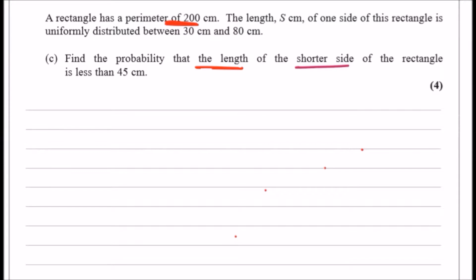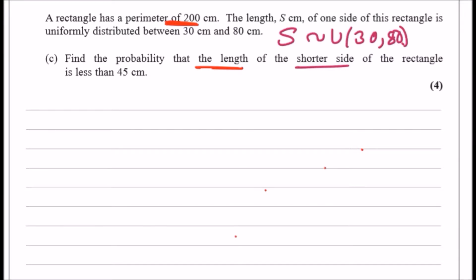Okay, final question of number 4. A rectangle has a perimeter of 200 centimeters. The length s centimeters on one side of this rectangle is uniformly distributed between 30 and 80. Let's just take a note of that. We could say that s is uniformly distributed between 30 and 80. Now, find the probability that the length of the shorter side of the rectangle is less than 45.